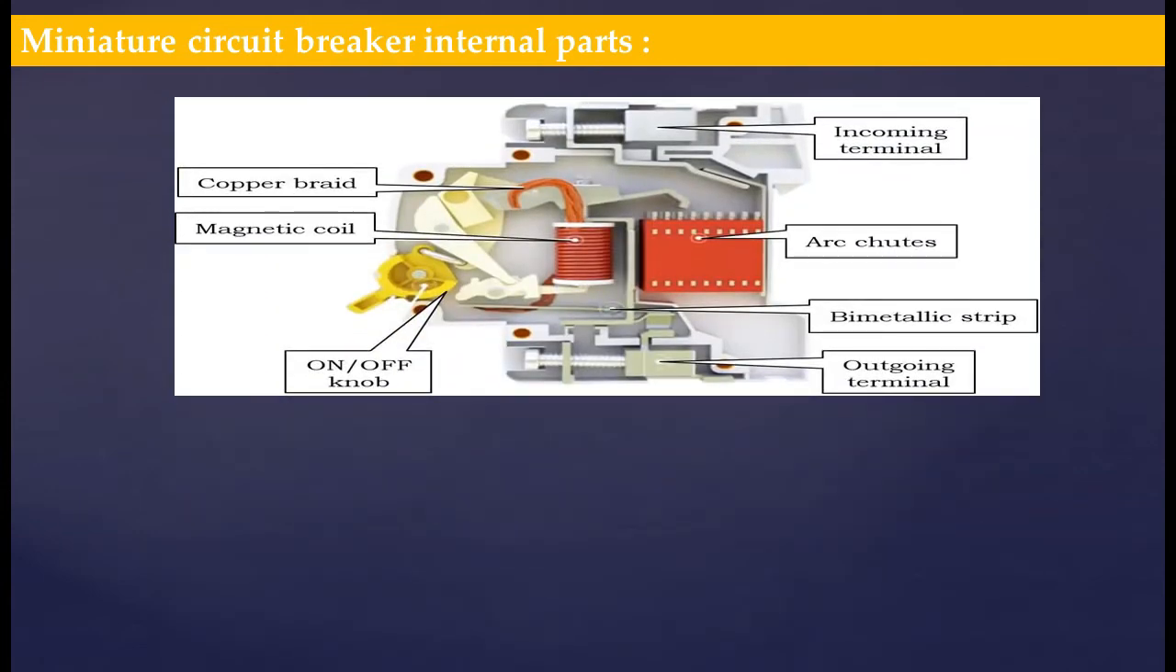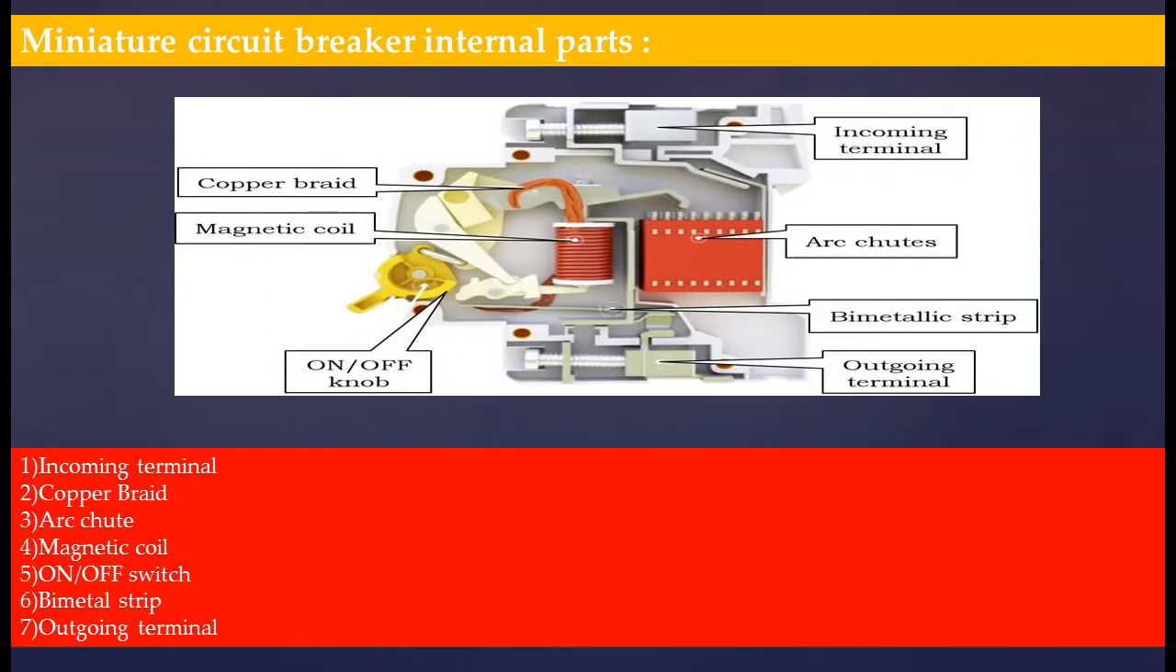Now we discuss miniature circuit breaker internal parts. Names of the internal parts of MCB are as follows: 1. Incoming terminal, 2. Copper braid, 3. Arc tube, 4. Magnetic coil, 5. On-off switch, 6. Bimetal strip, 7. Outgoing terminal. Now we will discuss these parts in detail.